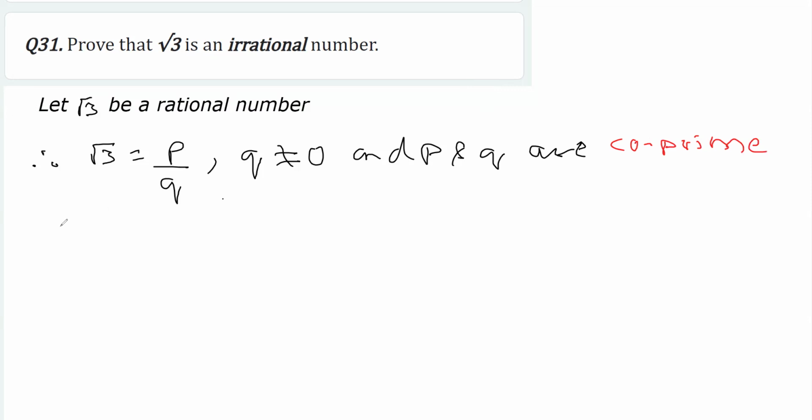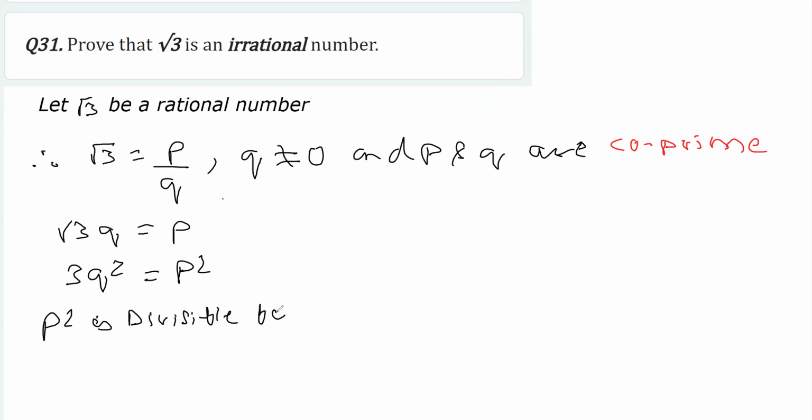Now, if I do cross multiplication, I can say this is root 3 times Q is equal to P. Now, squaring both sides, we'll get 3 times Q square is equal to P square. So what does it mean? 3 times Q square is equal to P square. That means that P square is divisible by 3. When a square number is divisible by 3, the number is also divisible. So P is divisible by 3.